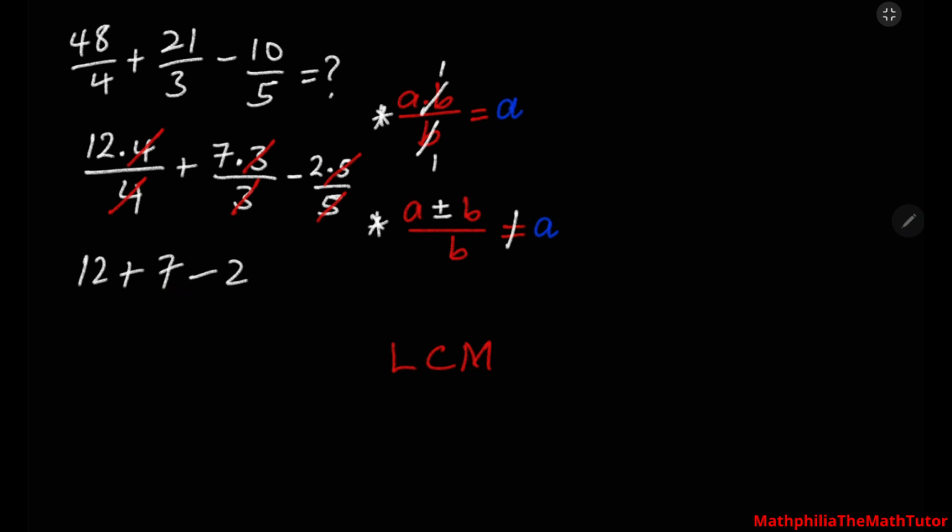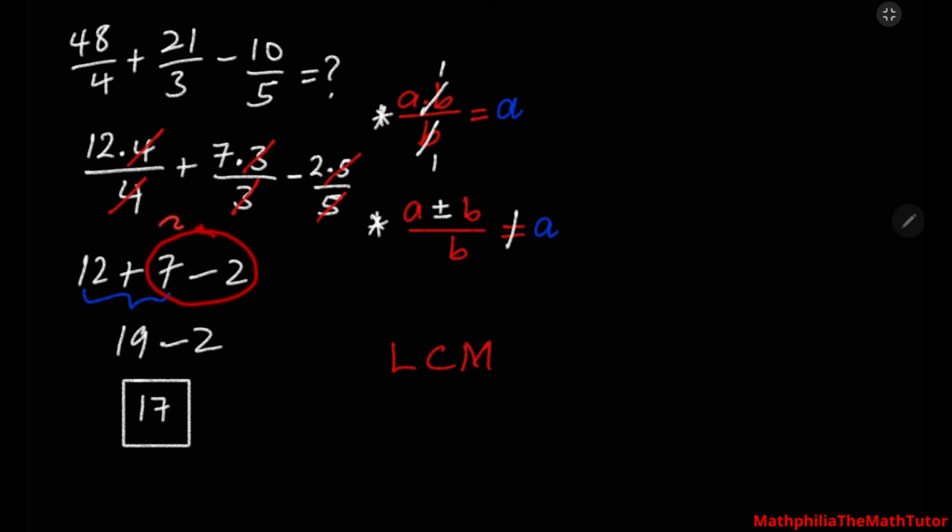Okay, then 12 plus 7 is 19. I have 19 here. Then we bring down the minus 2. 19 minus 2 is 17. And this is the final answer to this question. Okay, as I mentioned, if you start with this, if you said 7 minus 2, that is going to give you 5. So 5 plus 12 will give you 17. So you still have the same answer.